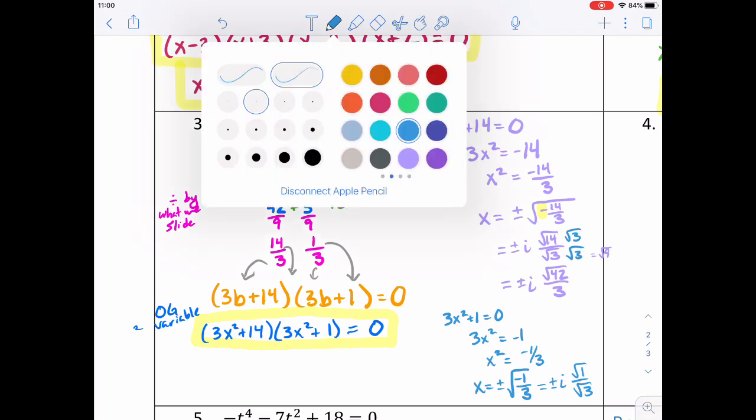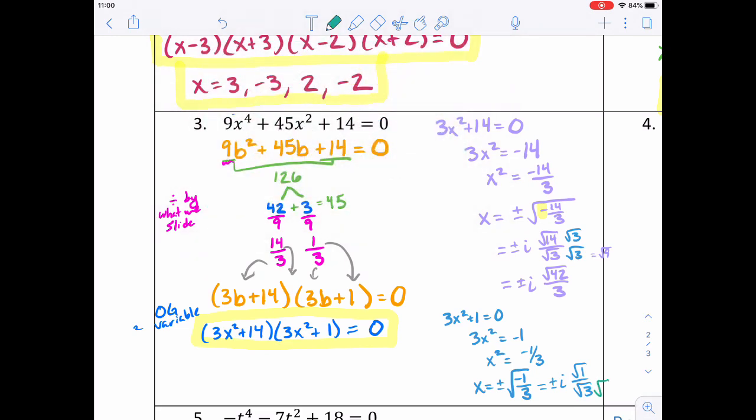To get rid of our square root, we have to multiply it on the top and bottom. And so what we're going to end up with for this one is plus or minus i. Root 1 times root 3 is just root 3. In the bottom we just get a 3. So our solutions are plus or minus i root 42 over 3 and plus or minus i root 3 over 3.